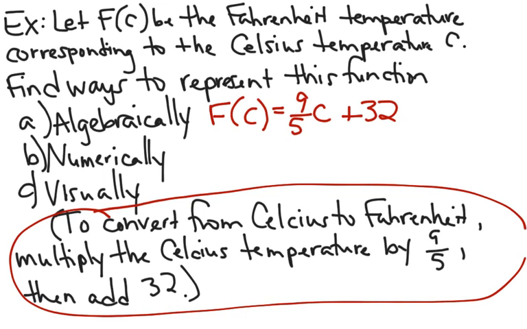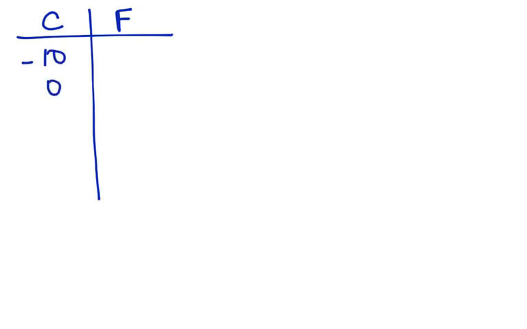Numerically means making a table. So if I'm going to make a table, the input is the Celsius temperatures and the output are the Fahrenheit temperatures. And there's really no rule for how I make this table, so I could start at like -10 degrees and then do 0, +10, +20, +30, +40, just to get an idea of the Celsius temperature's relationship to Fahrenheit.